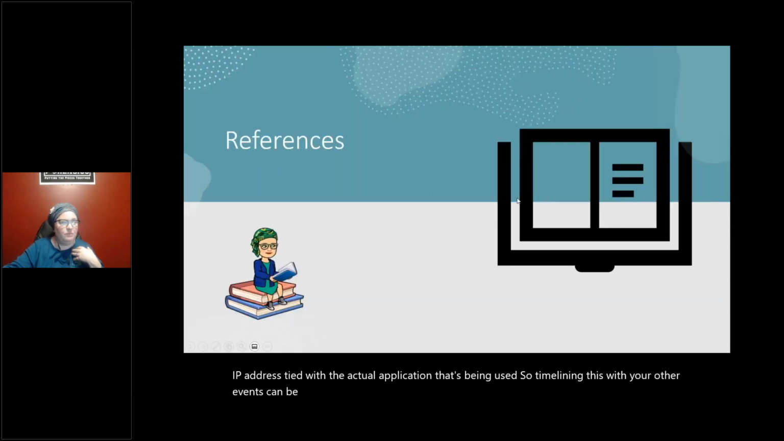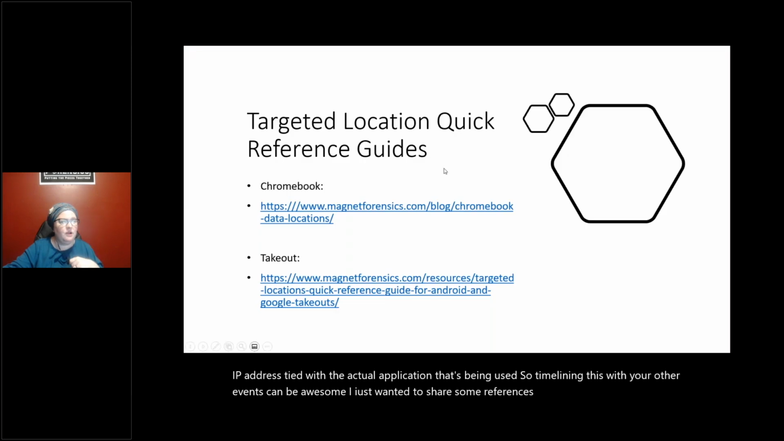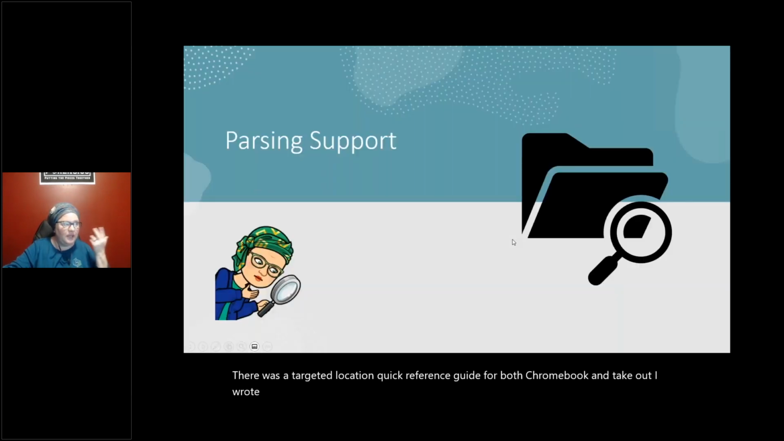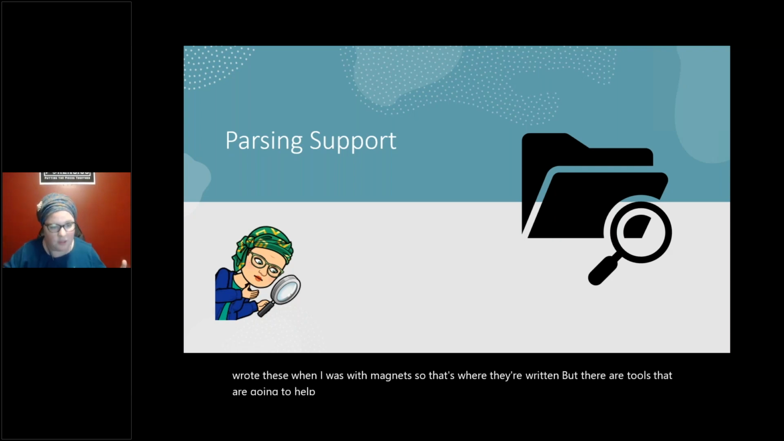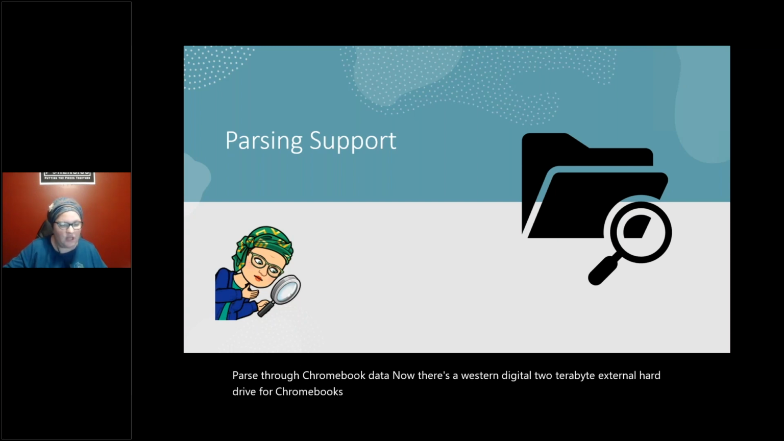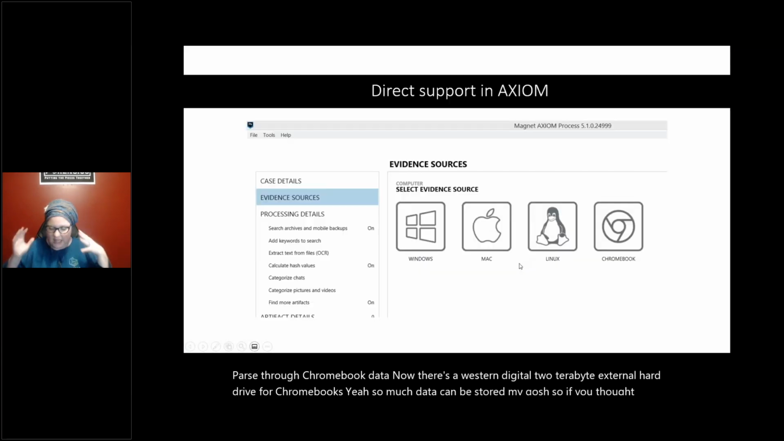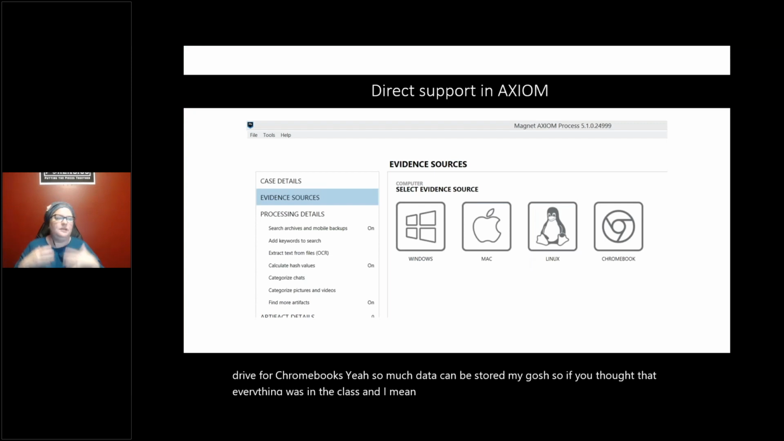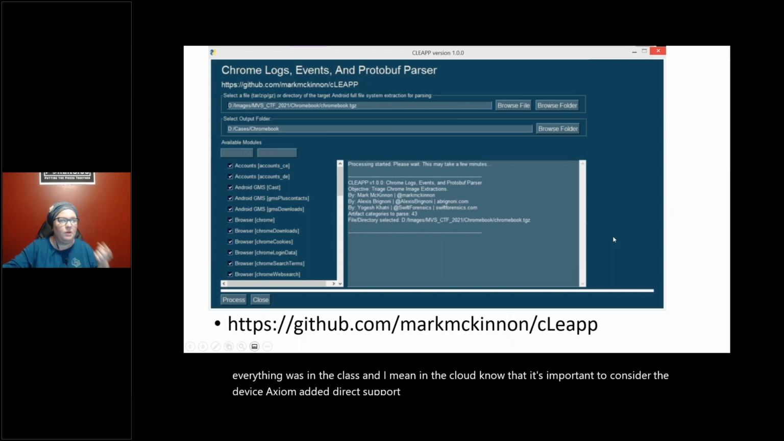I just wanted to share some references with you with regards to this. There's a targeted location quick reference guide for both Chromebook and Takeout. I wrote these when I was with Magnet, so that's where they're written. But there are tools that are going to help you parse your Chromebook data now. There's a Western Digital 2 terabyte external hard drive for Chromebooks. Yeah, so much data can be stored. Oh my gosh. So if you thought that everything was in the cloud, know that it's important to consider the device. Axiom added direct support for parsing Chromebooks if you happen to have an image from the Daniel Dickerman method.